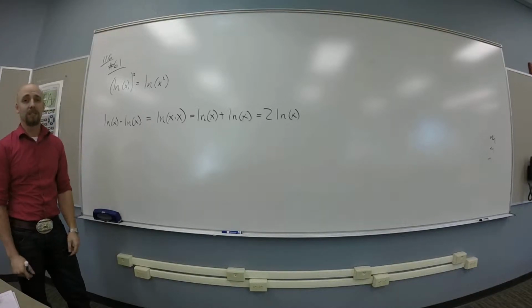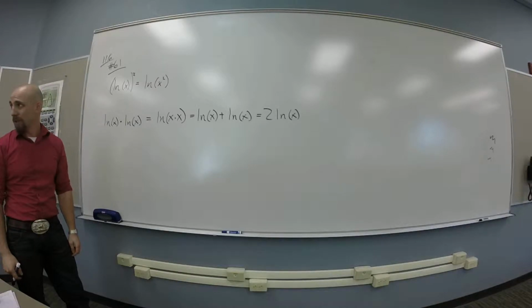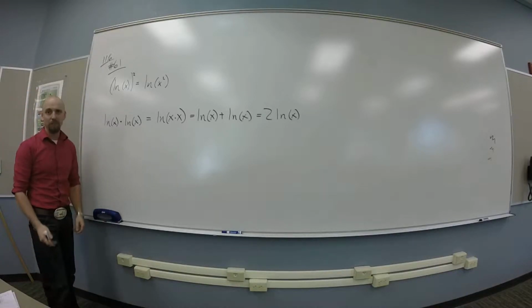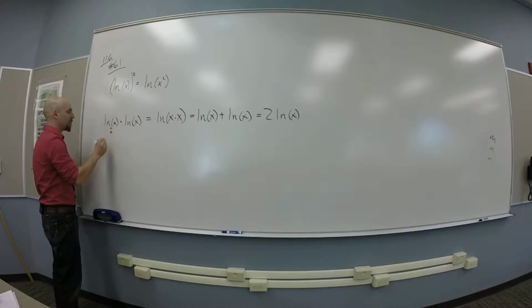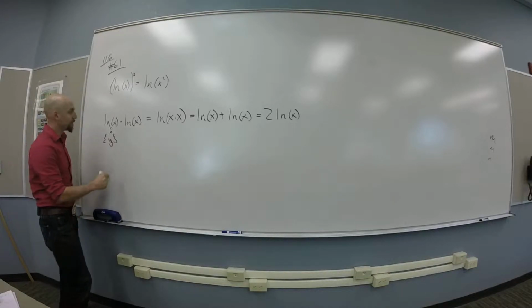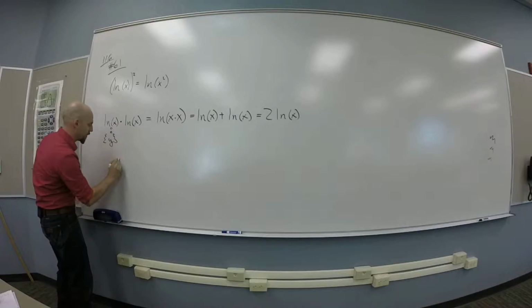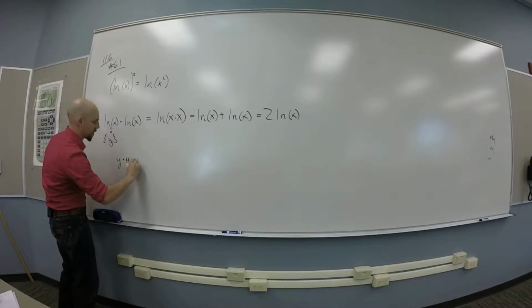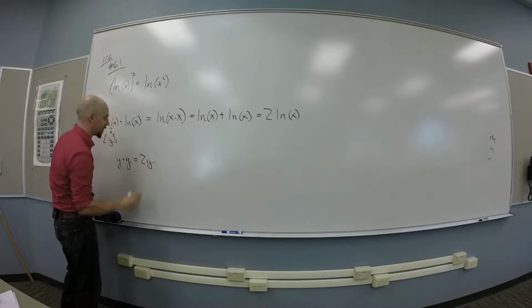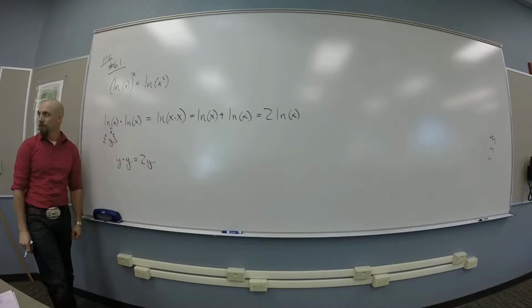Let me just do something dumb because I'm pretty confused by this. Everybody at least a little confused? Let me just replace log of x with something. Okay, I'm going to replace log of x with y. Now I've got over here y times y, and that's 2y.